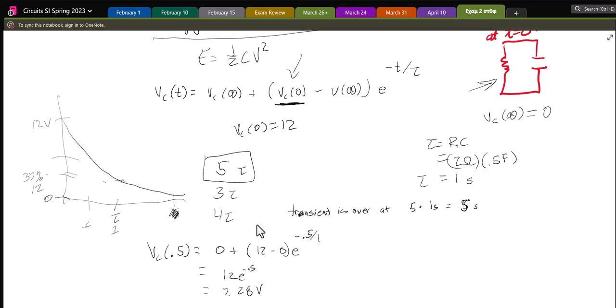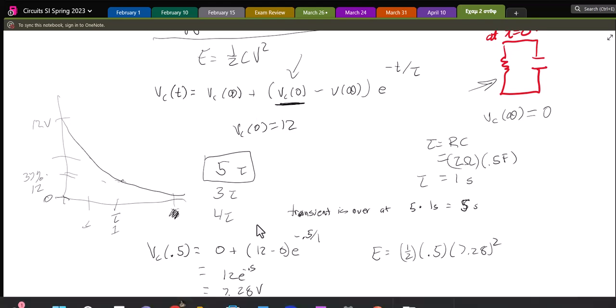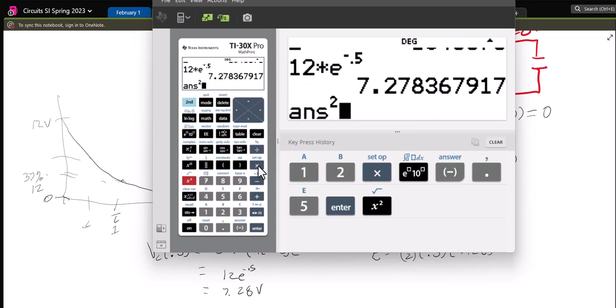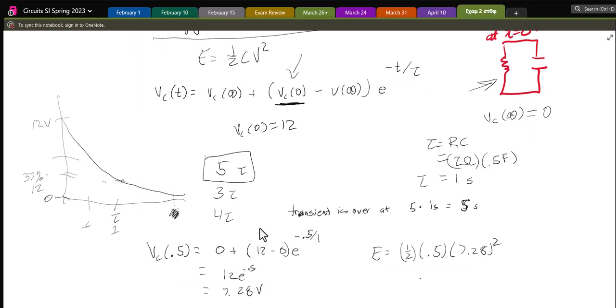Okay, so how much energy is stored then? The energy will be 1/2 times the capacitor, which I said was 0.5 farads, times V squared. So that would be that squared times 0.5 and 26.5 joules.